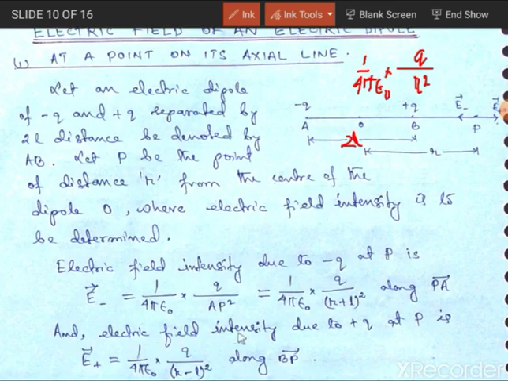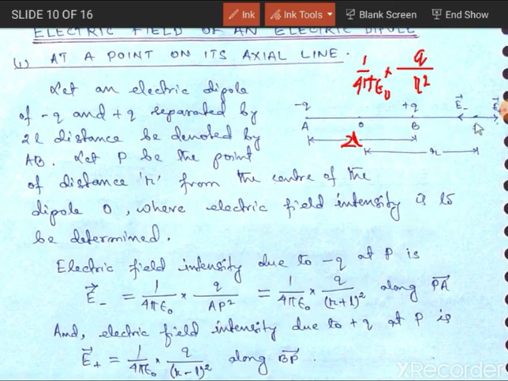And electric field intensity due to plus q at P is what? Similar to this, it will be equal to what? 1 by 4 pi epsilon naught q. For this plus q you have to take only the magnitude, okay? And the distance between this charge and the point of observation is BP square. So you have to write BP square.